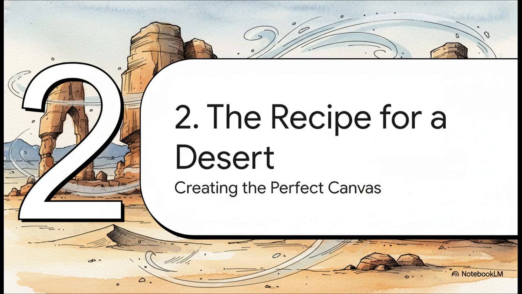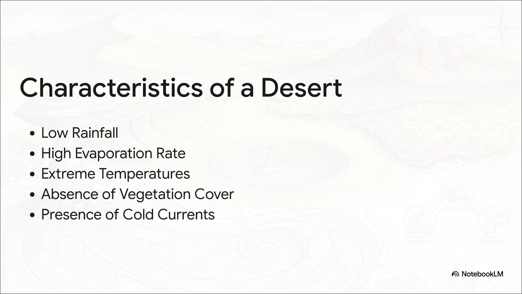Now, for the wind to become this master sculptor, it needs the perfect setup, the right canvas to work on. So let's take a look at the very specific recipe for creating a desert. It's really a combination of these 5 things. You get very little rain, and the rain that does fall just evaporates almost instantly because of the crazy temperatures. This lack of water means practically no plants can grow to hold the soil together. And to top it off, you often have cold ocean currents nearby that stop moisture from ever reaching the land. You mix all that together and bam, you've got a dry, exposed landscape just waiting to be shaped.